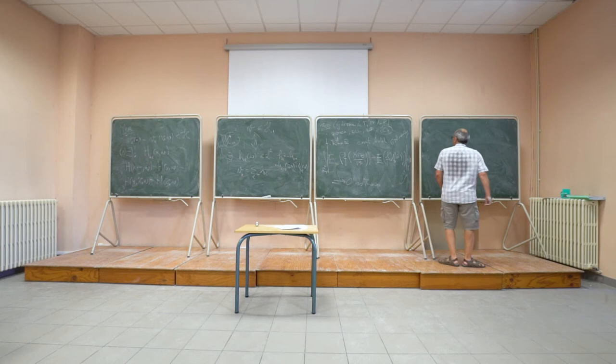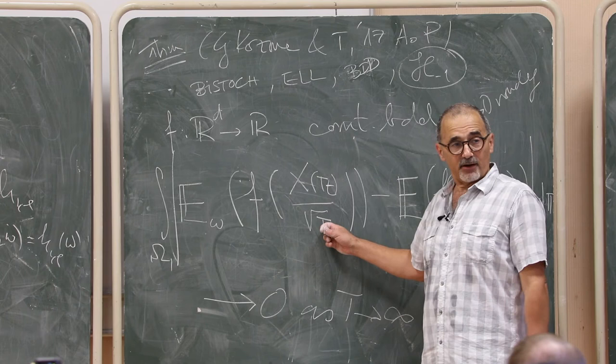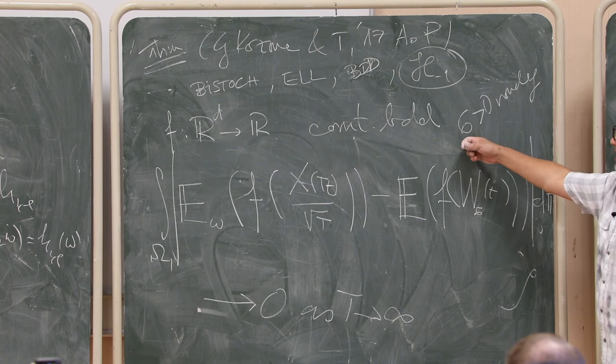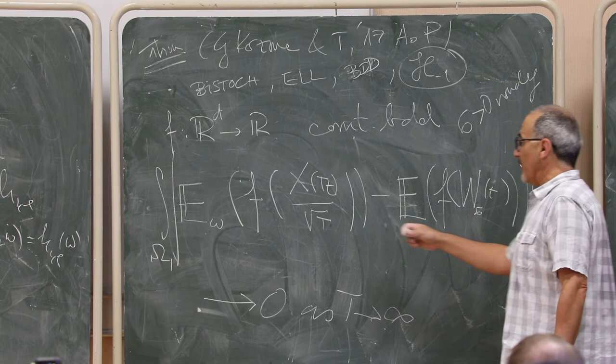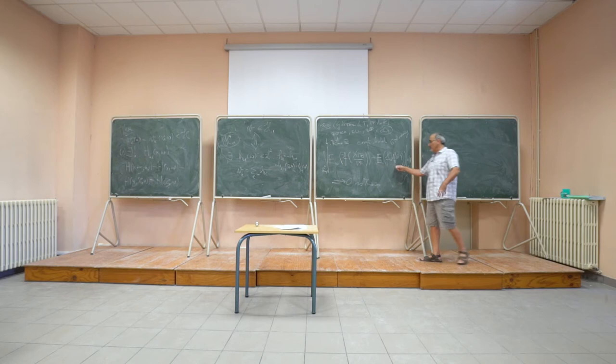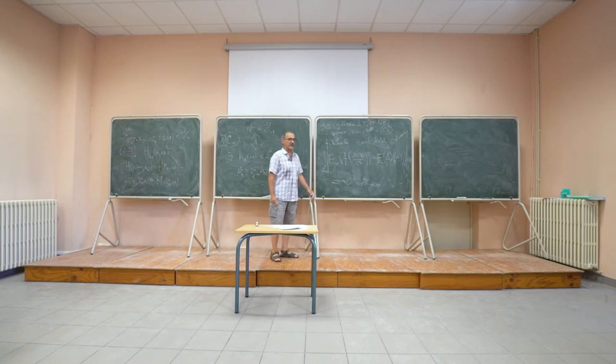What does this say? Take the random walk in the random environment. Take a Brownian motion with that variance sigma. Take whatever function which is bounded and continuous on Rd, and take the difference between the expected value of this guy and the expected value with respect to the corresponding normal distribution. Take absolute value, integrate with respect to pi, and this will converge to zero. So this is the central limit theorem.